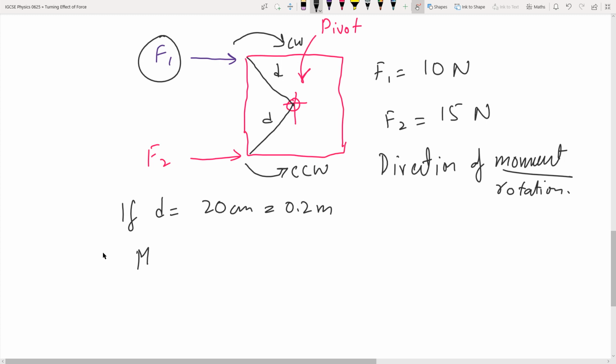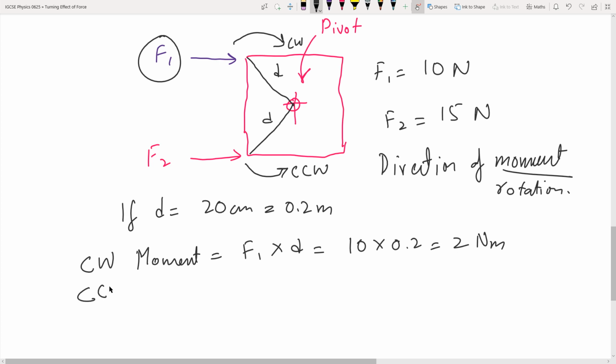So we can say the clockwise moment is equal to F1 into D, which is 10 into 0.2, giving you 2 Newton meters of clockwise moment. And the counterclockwise moment is going to be F2 into D, that is 15 into 0.2, which is 3 Newton meters.